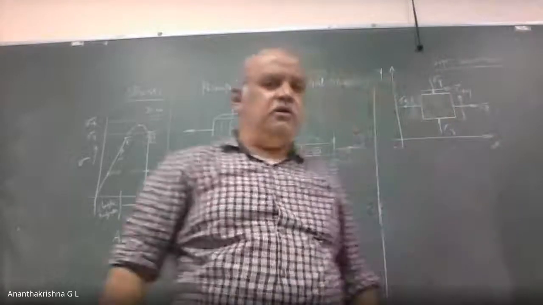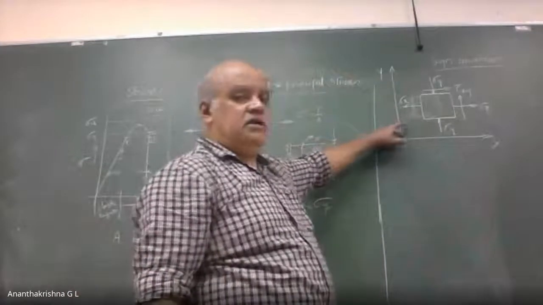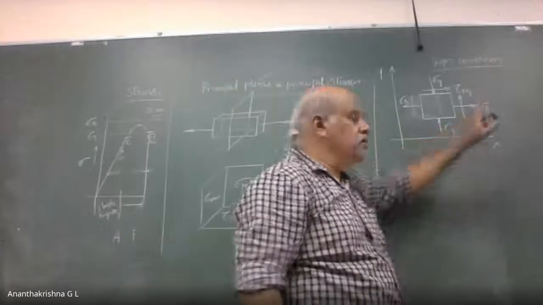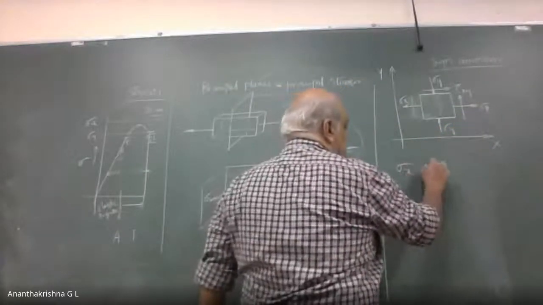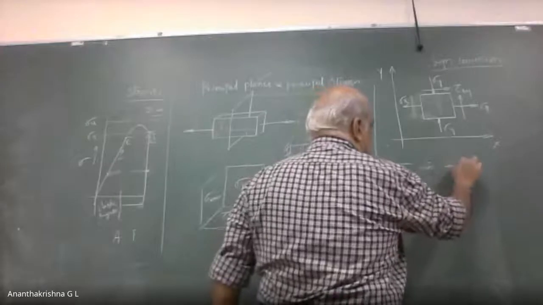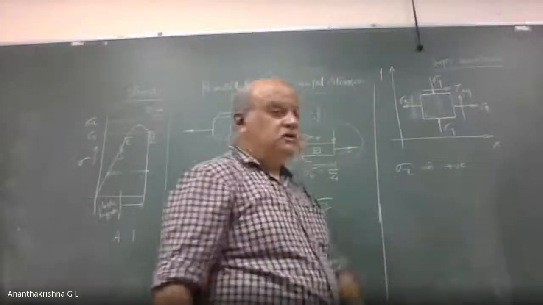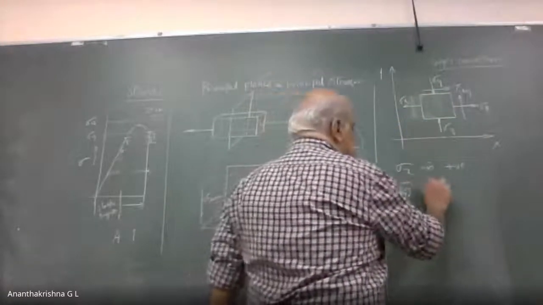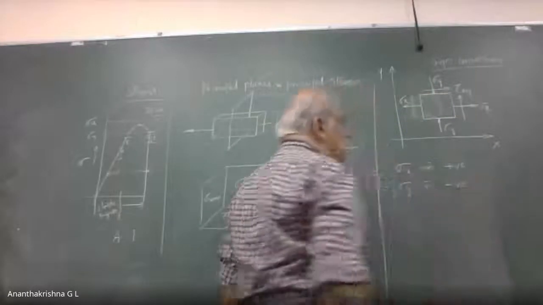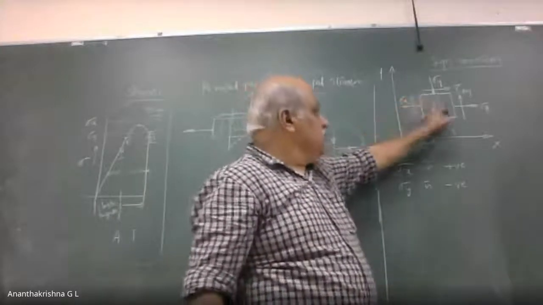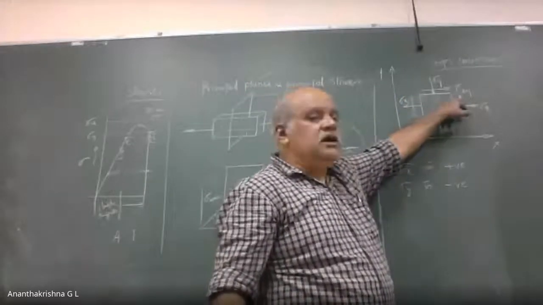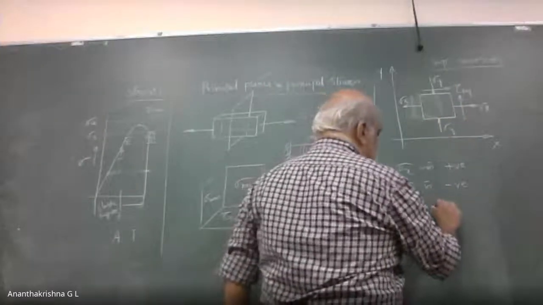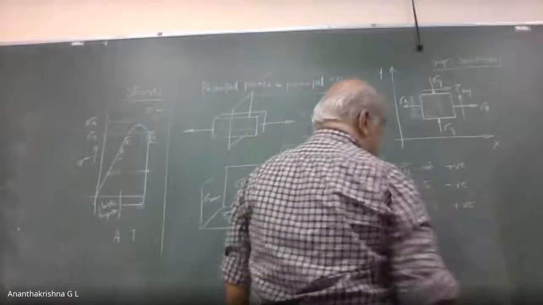When you have a system like this, sigma x, which is shown going outward, we take to be positive. Sigma y is going towards the element, so sigma y is negative. And for tau xy, to the right of the element, if it is acting upward, then we take that as positive, otherwise negative. Is that okay?